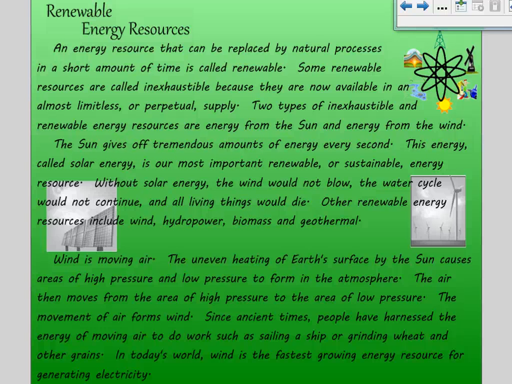Other renewable energy resources include wind, hydropower, biomass, and geothermal. Wind is moving air. The uneven heating of Earth's surface by the sun causes areas of high pressure and low pressure to form in the atmosphere. The air then moves from the area of high pressure to the area of low pressure. The movement of air forms wind. Since ancient times, people have harnessed the energy of moving air to do work such as sailing a ship or grinding wheat and other grains. In today's world, wind is the fastest growing energy resource for generating electricity.